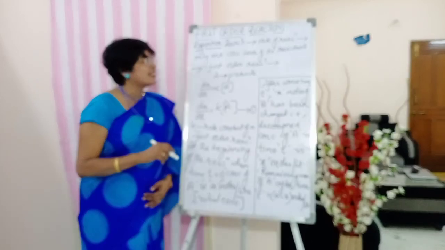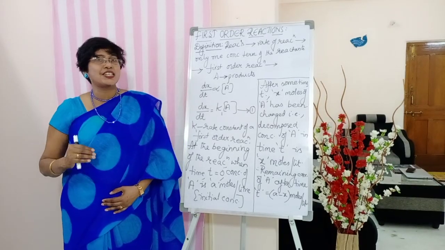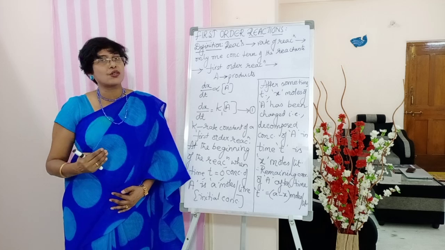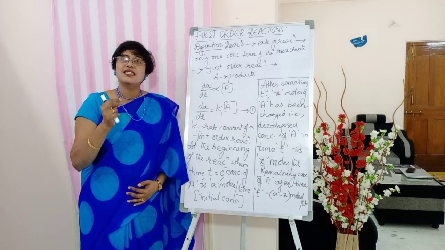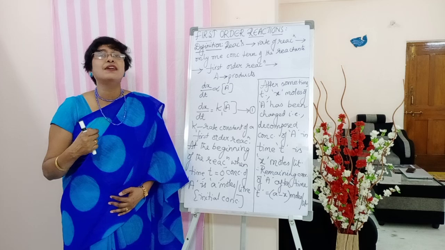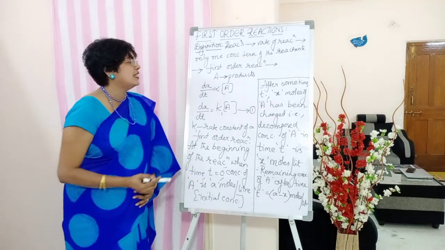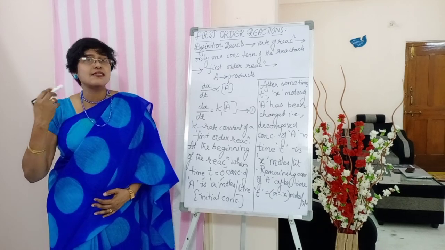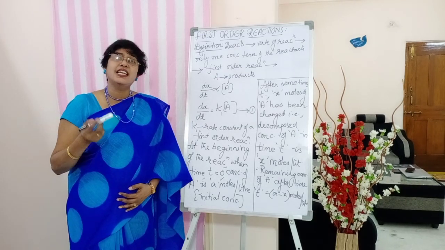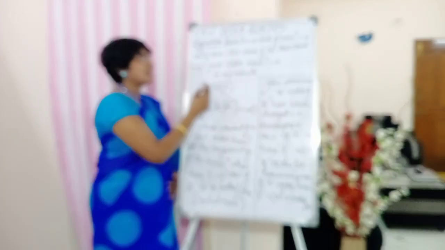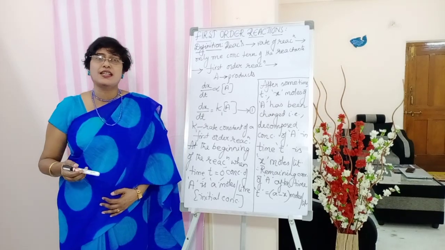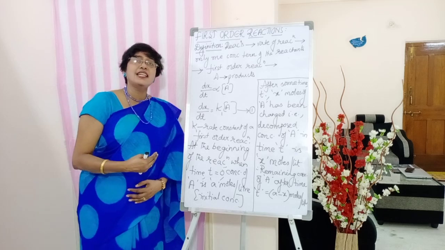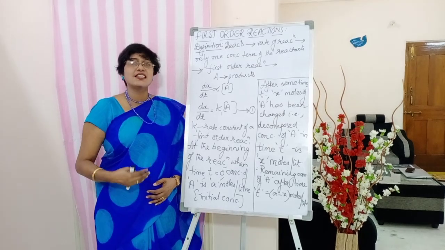Okay, so next, first is the definition mark. Next comes, let us consider a first order reaction. That means the general representation of a first order reaction. See, here I have taken the representation: A gives products. Here the reactant is A. So write down, let us consider a first order reaction A gives products.